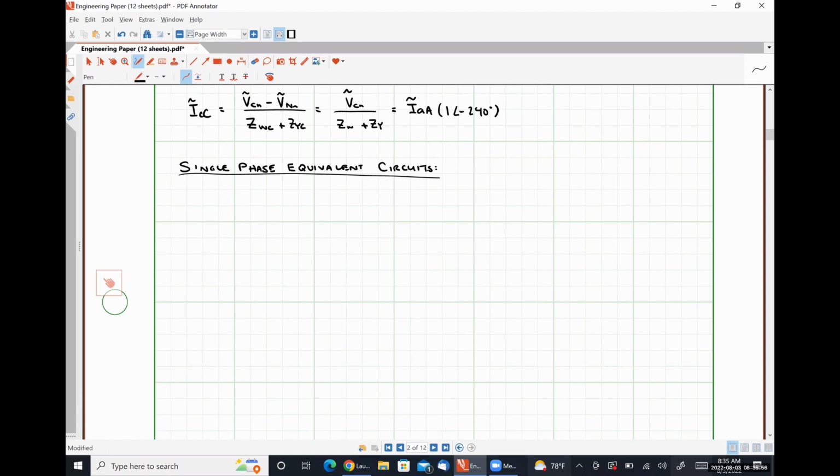So from this observation, any balanced three-phase YY network can be broken down into 3 independent single-phase equivalent circuits. So our A-phase equivalent circuit is going to look like this.